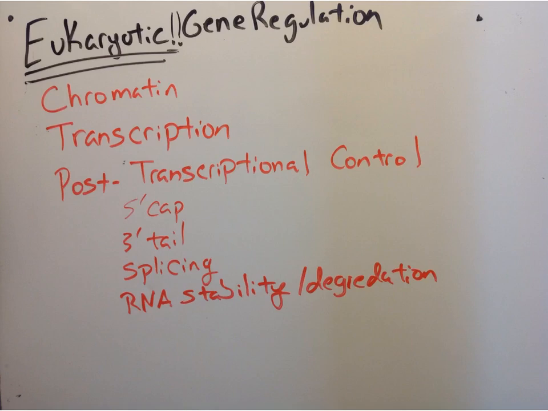The length of the 3' poly A tail determines how long that RNA lasts. The longer the tail, the longer the RNA lasts. The longer it lasts, the more times it can be translated and the more protein can be made.